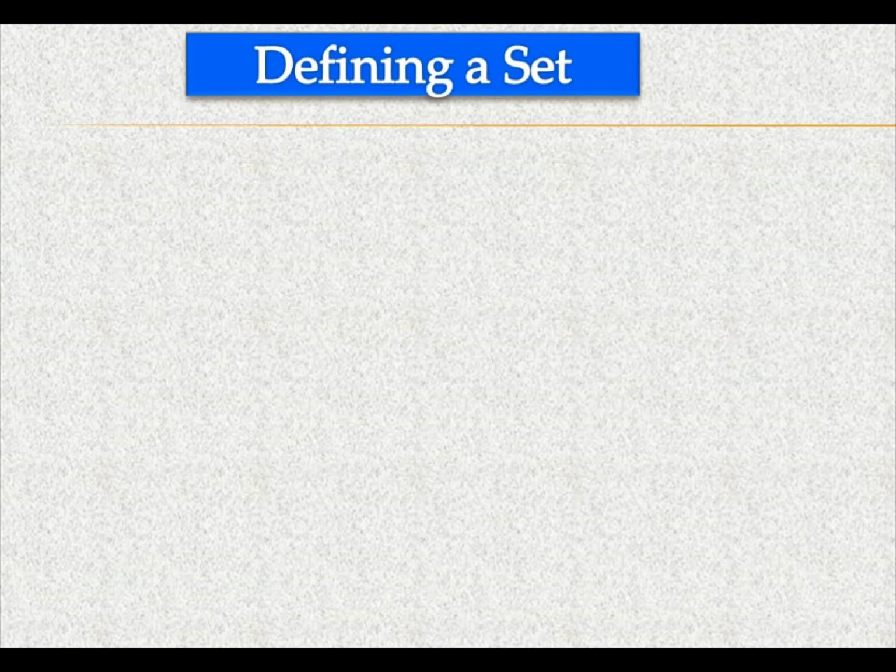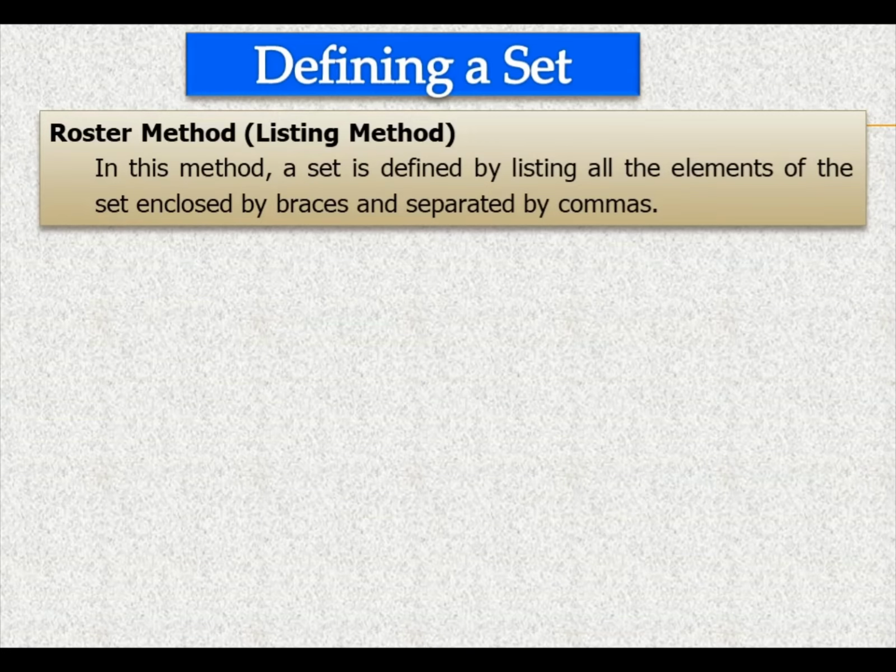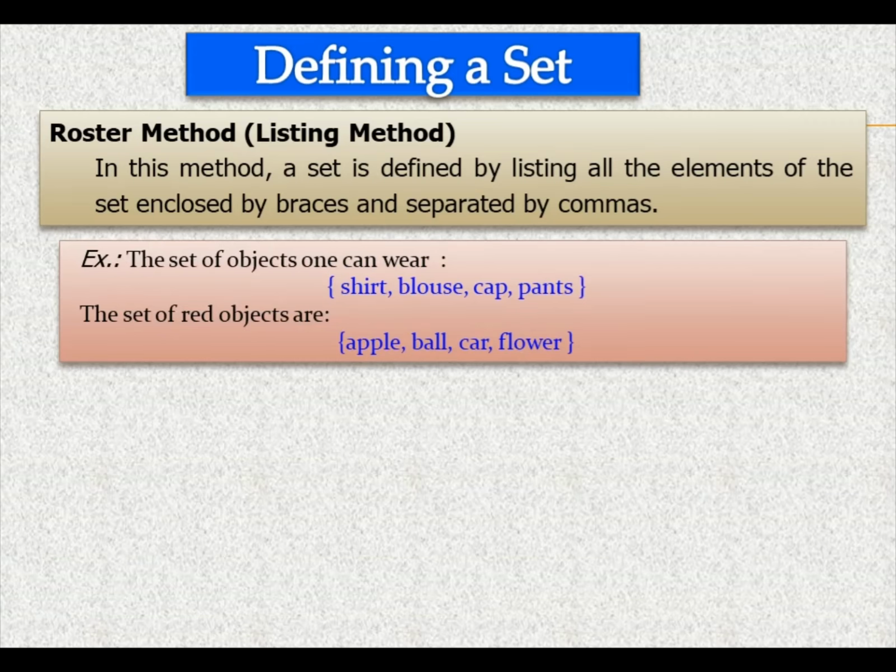Now let's discuss defining a set. There are 2 ways of defining a set. First is by the roster method or the listing method. This is listing all the elements of the set enclosed by braces and separated by commas. Let's have this example. The set of shirt, blouse, cap, pants. We list here the set of objects one can wear. The set of apple, ball, car, flower. In this set, we list a set of objects which are red.